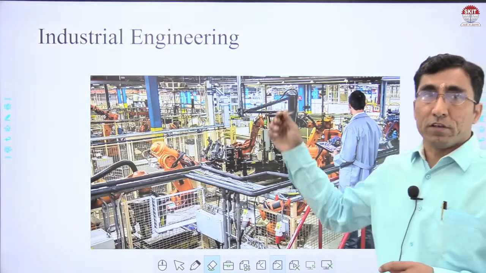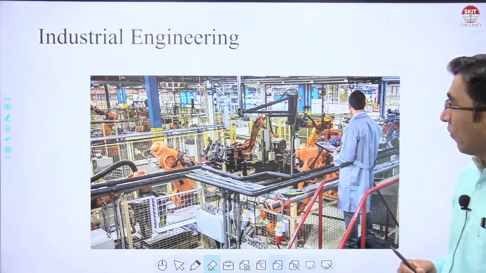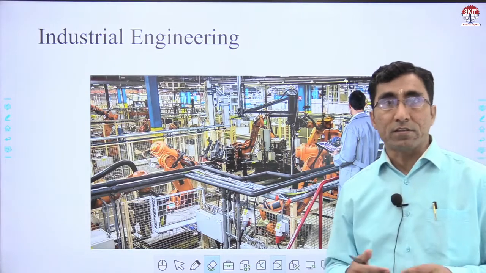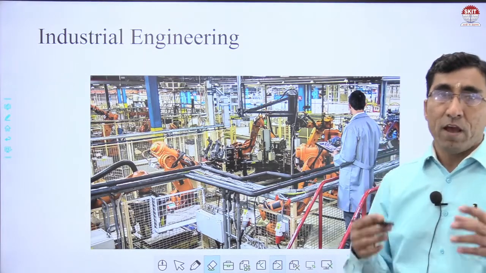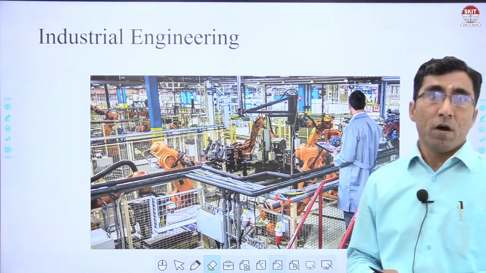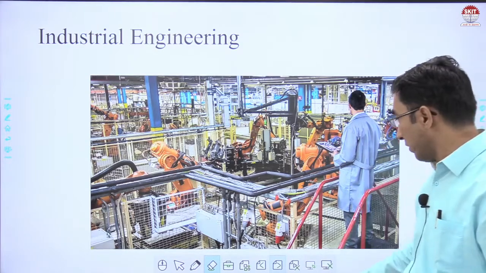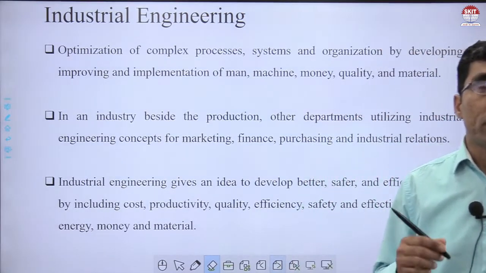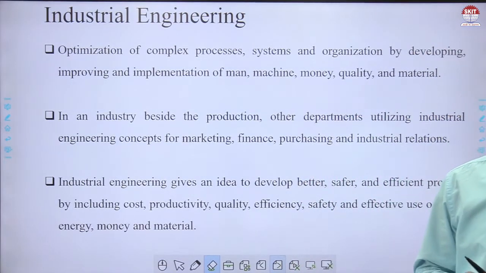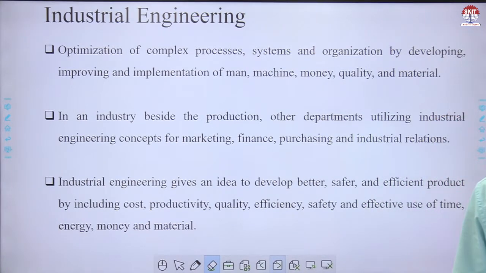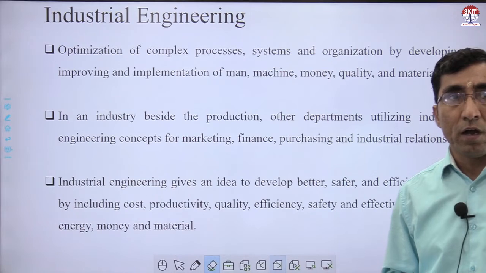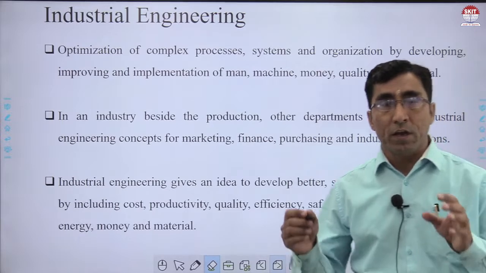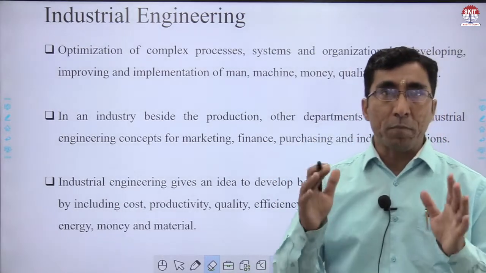Industrial engineering, see, it's a picture from an industry. So what is industrial engineering? Industrial engineering basically covers all the system, management, wages, employee relationship, the schedule of the project and all that. So industrial engineering is the optimization of a complex process, system and organization by developing, improving and implementing man, machine, money, by considering the quality and material. So basically industrial engineering takes care of man, machine and material.